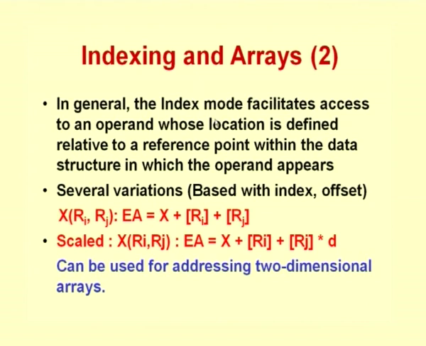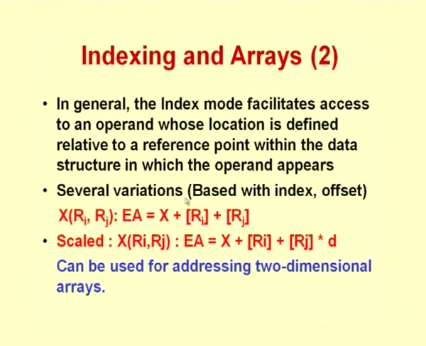Continuing more on this indexing. So, we said that in general, the index mode will facilitate access to an operand whose location is defined relative to a reference point, within a data structure in which the operand appears. So, that is what we saw in the previous example. Now, there are several variations that are possible of this mechanism. So, as we saw, we have base with index, offset and so on, right.